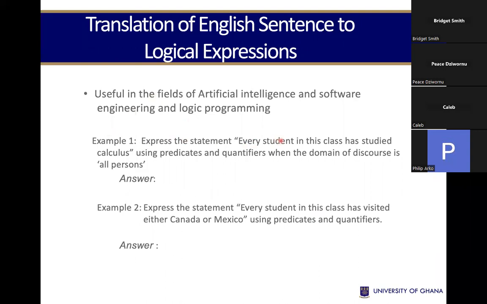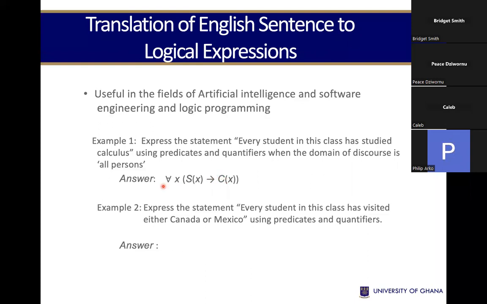Express the statement, every student in this class has studied calculus, using predicates and quantifiers when the domain of discourse is all persons. So every student in this class has studied calculus, meaning that if you're a student in this class, you have studied calculus. So I can easily write it as: for all x, if you're a student in the class, then you have studied calculus, the implication. Because I'm having the every, I deal with the for all x, then I go ahead and deal with the implication. If you're a student in the class, then you have studied calculus.